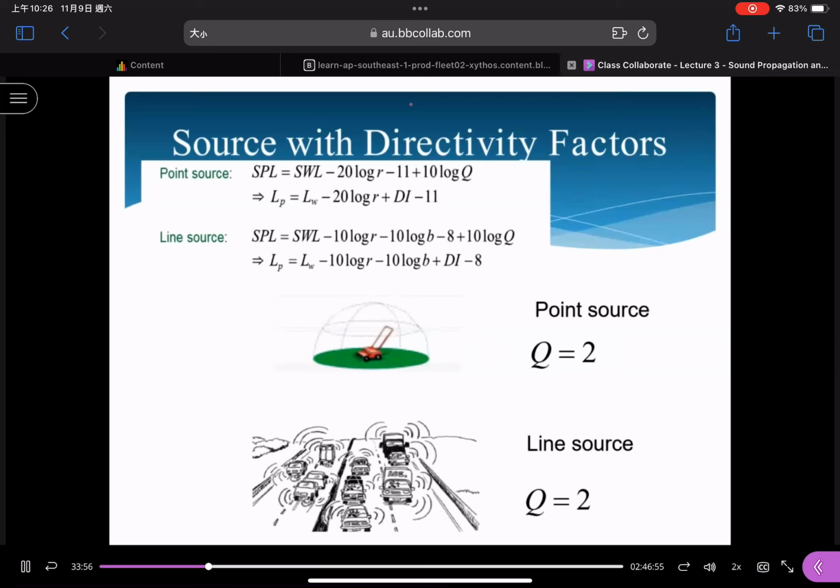The reason is that all the acoustic sources are located on the floor. Even if we just have a single car, we simply consider this a point source, Q is equal to 2. Even if we have a traffic flow like this, we classify this as a line source, Q is still equal to 2 in this case.